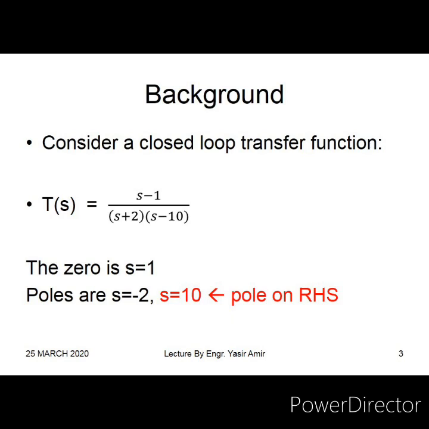The pole shown in red color is the pole that is on the right hand side of the geometric axis. This pole is in the unstable region. This means that because of this pole, our given transfer function and the given system is unstable. So we have a system which has a pole on the right hand side of the geometric axis. Therefore our given system is unstable.